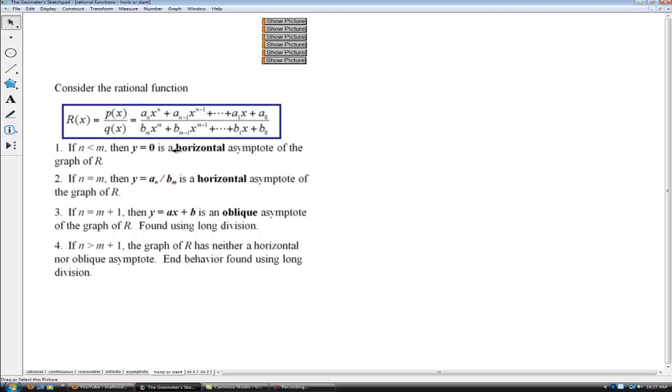And when we find a horizontal or slant asymptote, we know that that is the only horizontal or slant of the graph. There will not be more than one. If the degrees are equal between numerator and denominator, then we take the leading coefficients, a over b, and that gives us a horizontal line.